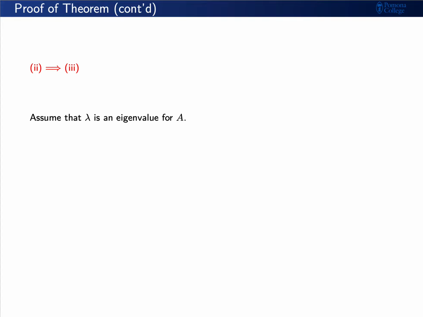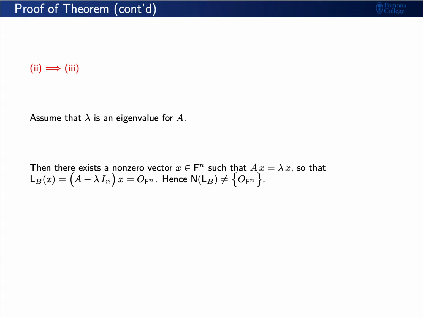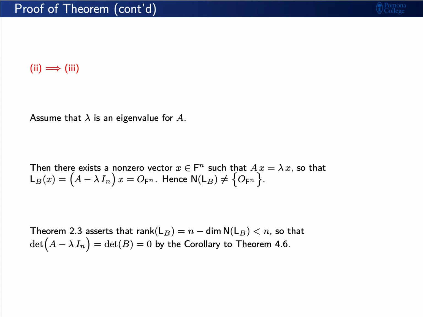Next, let's assume that lambda is an eigenvalue for our matrix A. Then A times x is lambda x, so that L_B, left multiplication by our matrix B, of x is just the 0 vector. That means that there is a non-zero element in the null space of left multiplication by our matrix B. But then this shows that the rank of this left multiplication is strictly less than n, so the determinant of B must be 0. But because B is A minus lambda times the identity matrix, we see that the determinant of A minus lambda I_n must be 0.